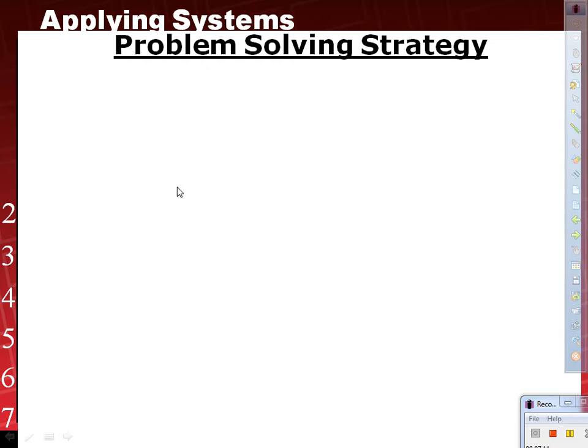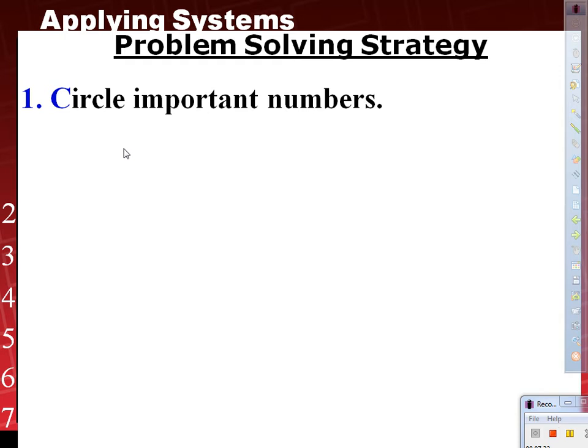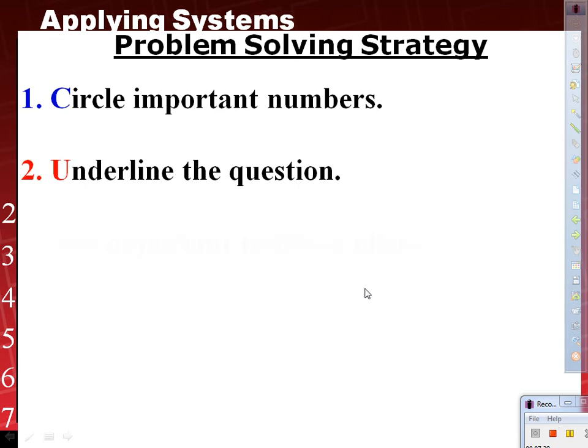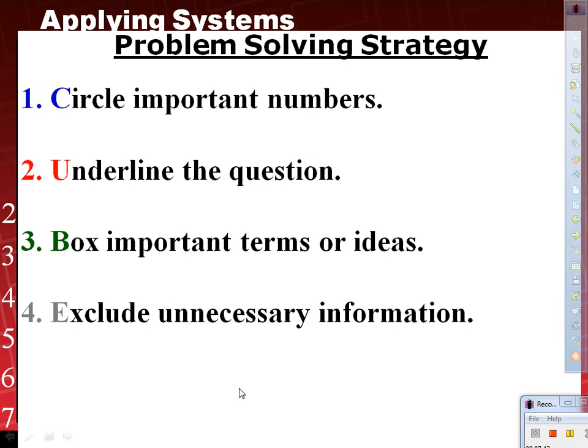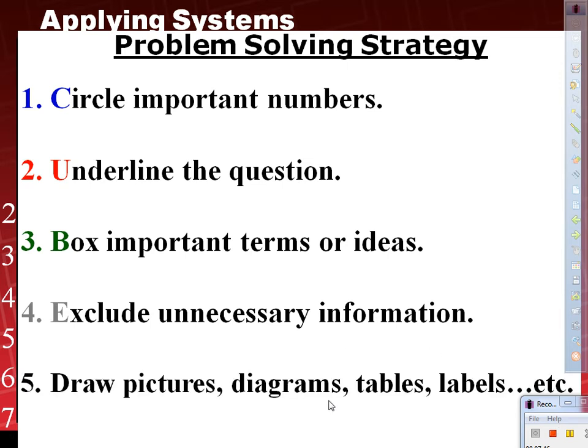So write this down. Step number 1, circle important numbers. Step number 2, underline the question. Step number 3, box important terms or ideas. Step number 4, exclude unnecessary information. And step number 5, draw pictures, diagrams, tables, labels, etc. Copy that. I'll give you some time.